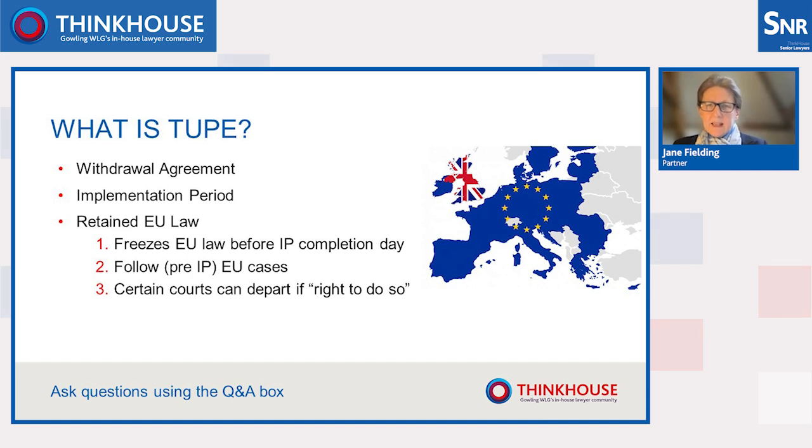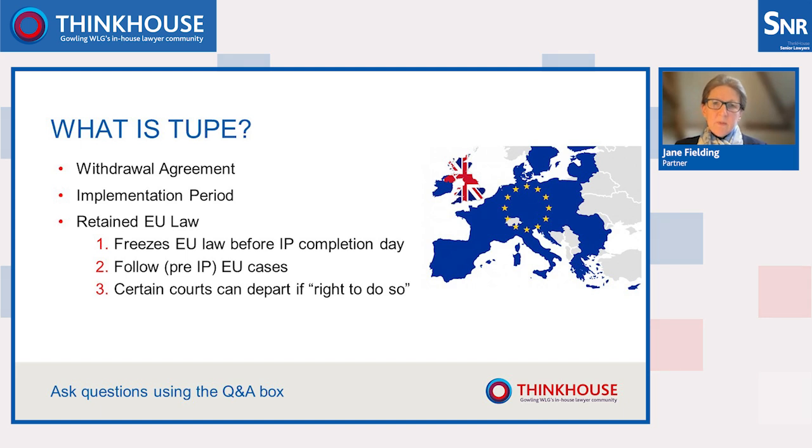And basically it gave EU law and decisions the same status as Supreme Court decisions in this country. And there is rather a right for certain courts to depart from those EU cases if they consider it right to do so. And those courts are the Supreme Court, of course, but also the Court of Appeal and the Court of Session in Scotland. Below that, people still have to abide by it.